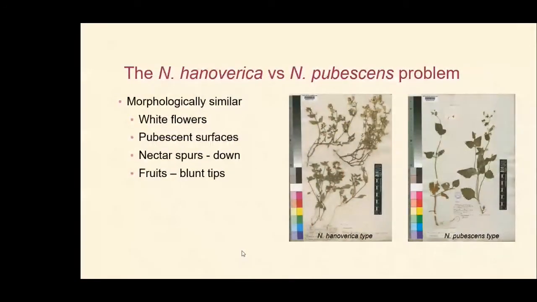Our phylogeny helped us solve some of the species circumscription problems that we came across. And one of the examples is the Nemesia novirica and Nemesia pubescens problem. So it was a big challenge to differentiate between Nemesia novirica and Nemesia pubescens specimens. And this is because apart from both species having white flowers, they both had pubescent surfaces, and their nectar spurs were broad or saccate with a tip that points downwards. And lastly, their fruits all had blunt tips. Next slide, please.